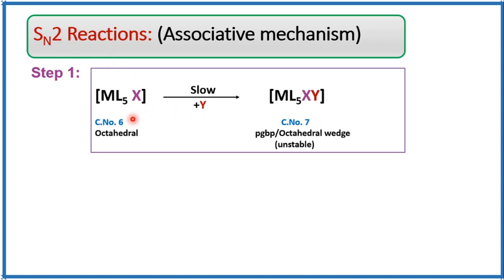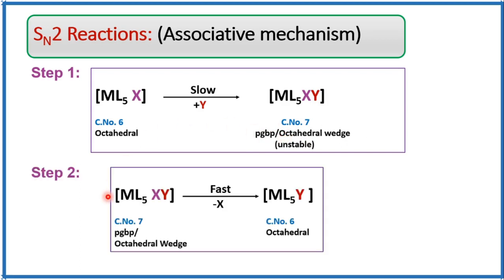So, in the first step, the metal complex reacts with Y and gives a coordination number 7, pentagonal bipyramidal or octahedral wedge-shaped unstable intermediate, which is ML5XY. Here, the number of ligands around the metal is 7. 5 L's are there, 1 X is there, 1 Y is there. Therefore, the total coordination number is 7. And this moiety will have a shape of pentagonal bipyramidal or octahedral wedge shape, and this is an unstable intermediate.